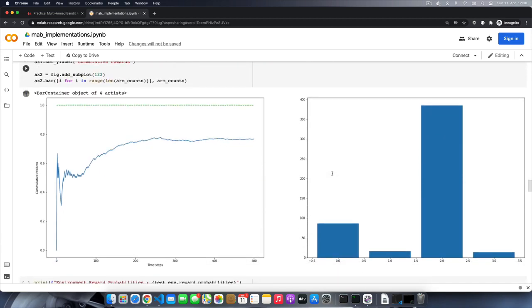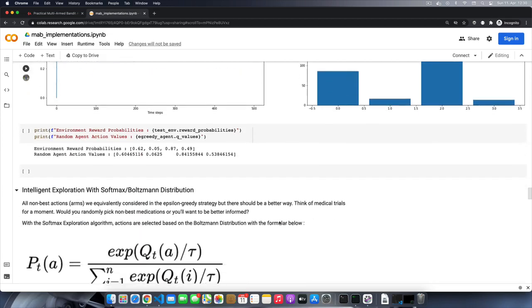And so with a strategy called epsilon-greedy, we implement the epsilon-greedy agent, and we see that indeed the agent is able to figure out the best arm to pull, and it also samples quite a number of times from the different arms based on the reward distribution.